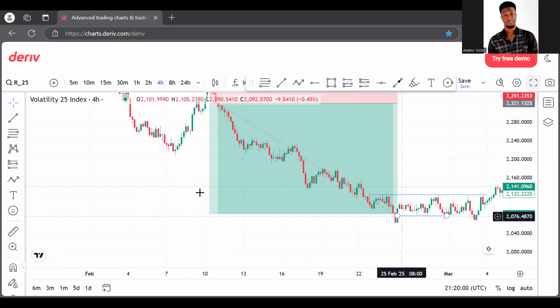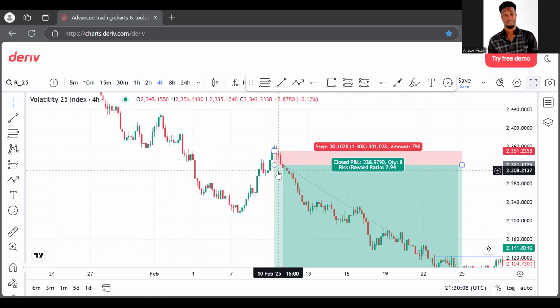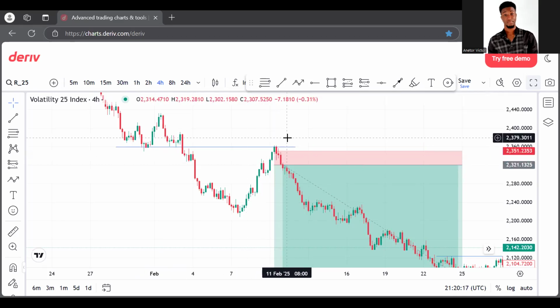So just from here to this particular zone. Do you understand? Support and resistance. You already know how it is. Support resistance here. There was resistance. Then you're expecting it to retest this zone and pull back up.